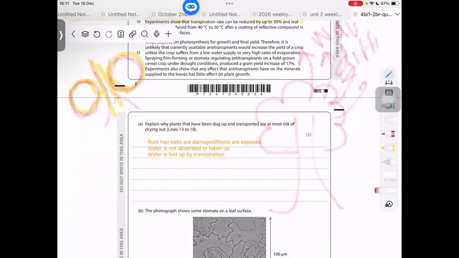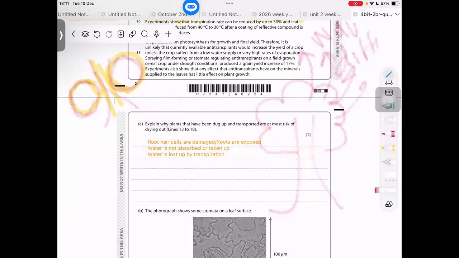Then you have to mention that water is not absorbed or taken up. You can write it in your own words. You can say that enough water is not taken up or enough water is not absorbed. You don't have to write the exact marking scheme point, because in the marking scheme they say an answer which includes these 3 points, right? So it should be a description. So you should have these 3 points in your description.